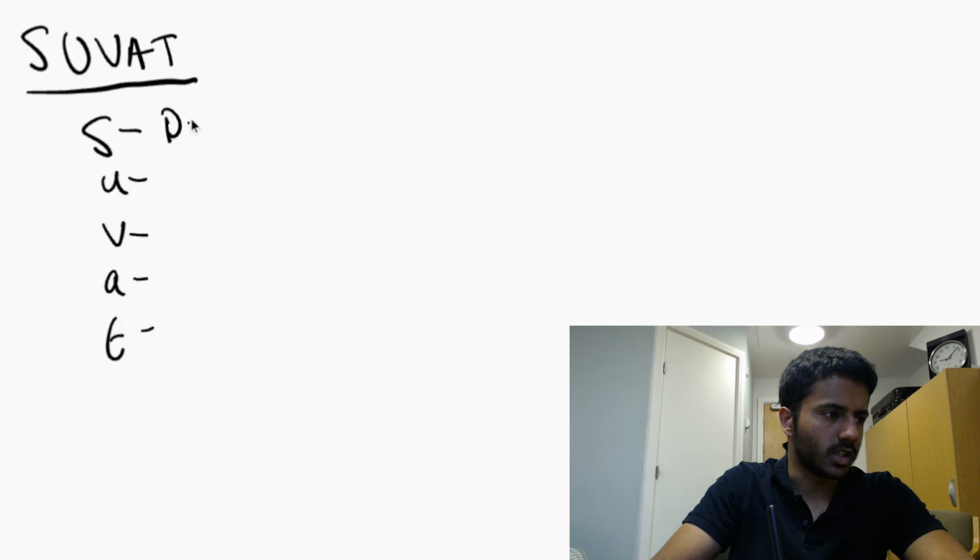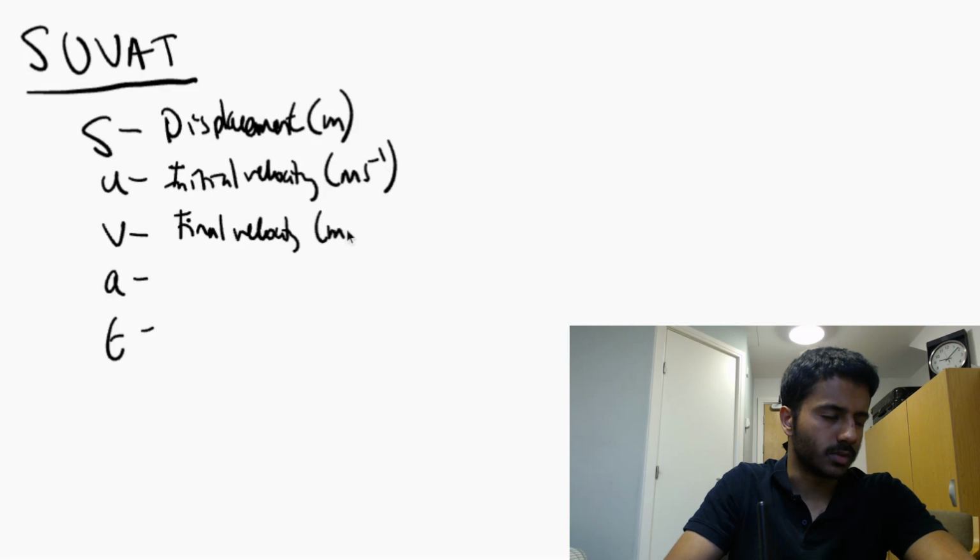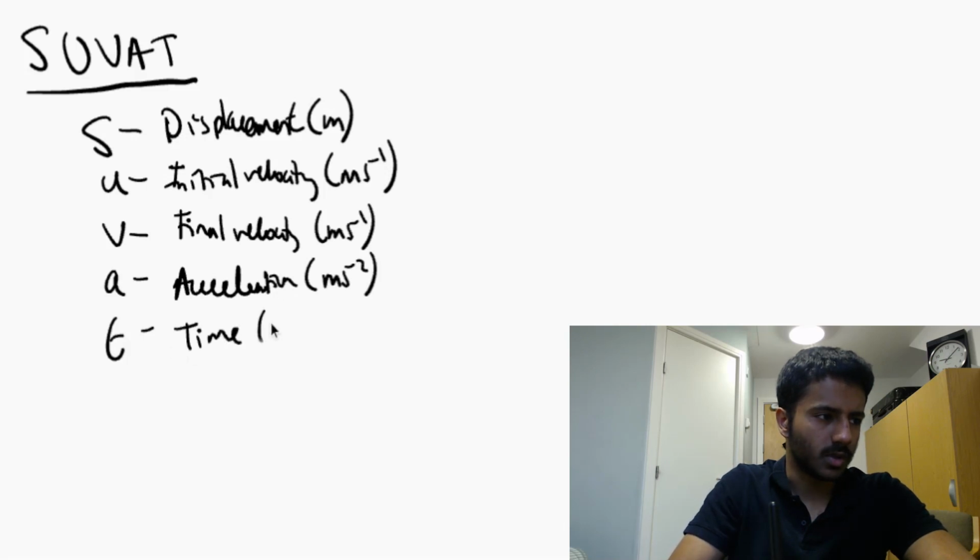S stands for the displacement, and this is in meters. U is your initial velocity in meters per second. V is your final velocity in meters per second. A is your acceleration in meters per second squared. And T is your time in seconds.